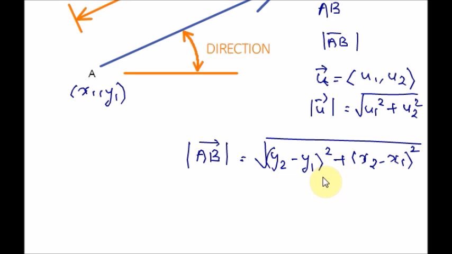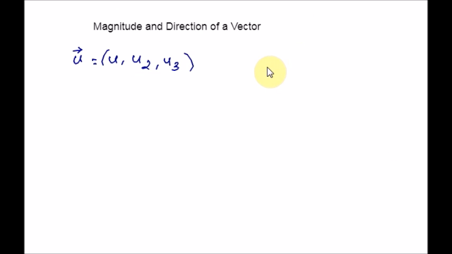Now let us see the magnitude of vectors in 3D. This is how the coordinates of a three-dimensional term would be. You'll generally have x, y and z. Here I have assumed just u's. Now I'll show you the formula.